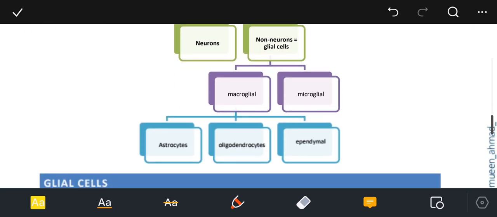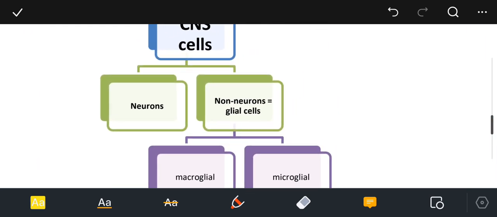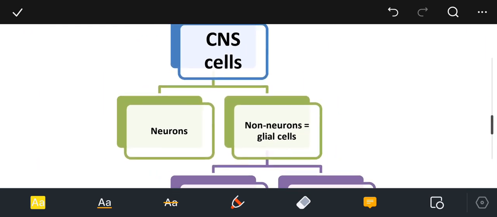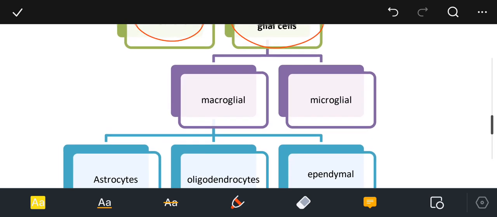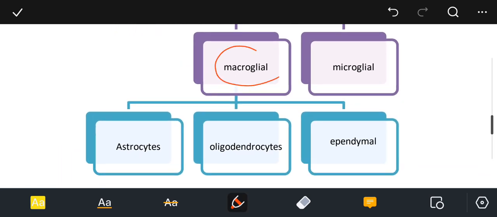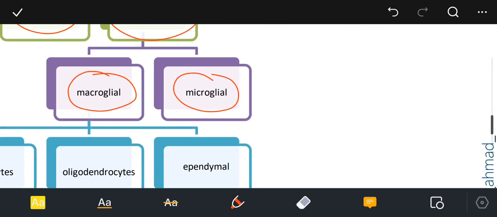Then anatomy and physiology. So there is a general flow sheet diagram about that. The CNS cells are divided into two types of cells. Firstly, neurons, and then we have the non-neuron cells, which are called the glial cells. The glial cells are subdivided into macroglia as well as microglial cells. The microglial cells are a separate class of cells.